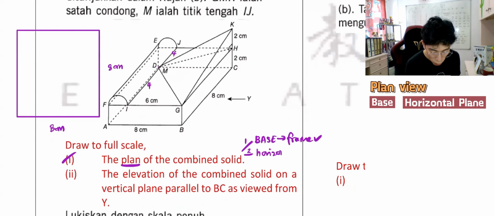Horizontal plane, kawan-kawan sekalian. Can you tell me the two specific horizontal surface alphabets? I repeat, this point is M. This point is M. Quick, see if you can answer or not.